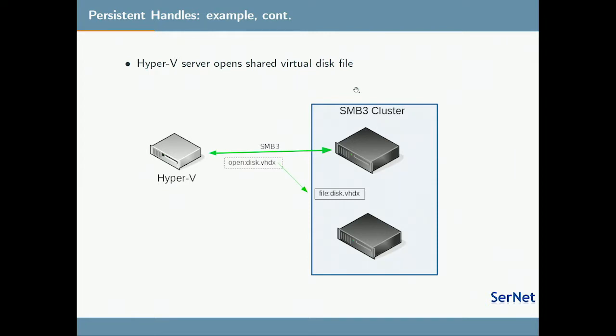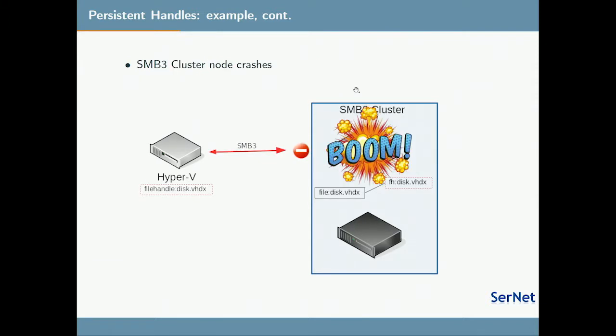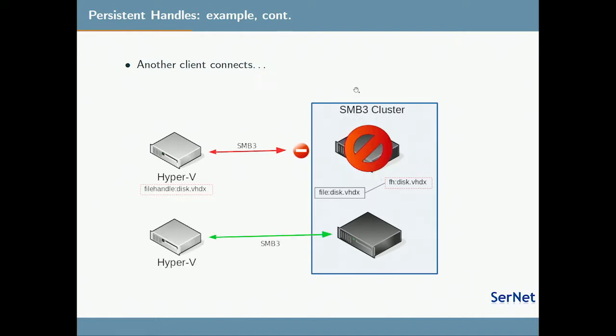opens the file successfully. Client and server now have handle state that they use for the I/O, read or write operations. Now, that one goes away. First client goes, oh, what is going on? What did happen? And at that point, while the first client is still trying to figure out what to do, another client comes in, connects to the cluster, to the still remaining second cluster node.